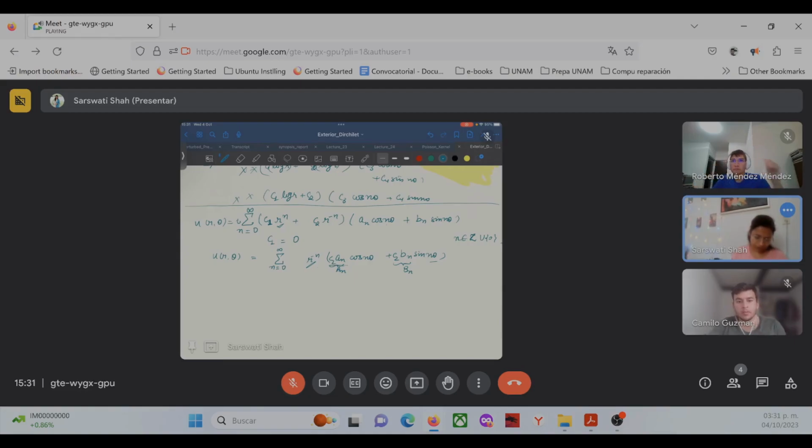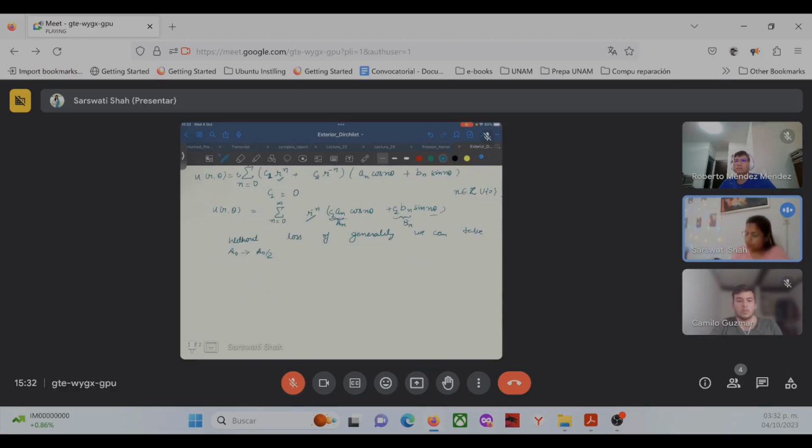So without loss of generality, we can take a naught equals a naught over 2, and then this equation can be written with the variation from n equals 1.